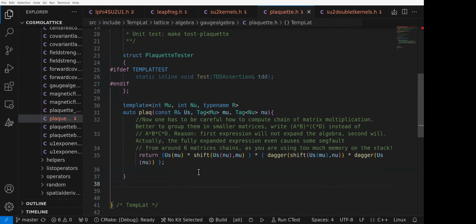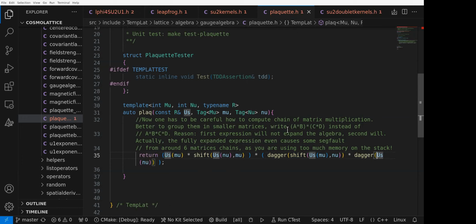And then it literally implements the expression that I wrote on paper before. It computes U evaluated at point, in direction mu, and then you shift in direction nu in the direction mu, and then with the daggers you compute the shift of mu in the direction nu, and then just the dagger of U in direction nu. It's really just a simple bracket.